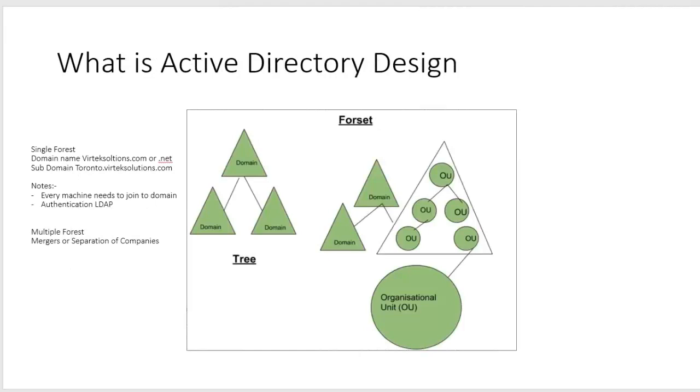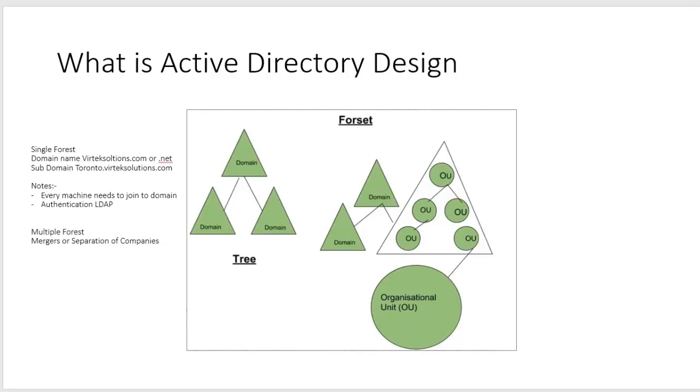In this diagram I'm going to explain the concept of Active Directory. Just think of Active Directory like a forest, right? You have one forest. In that forest you have trees, which are called domains, and then OUs and users are the stems and leaves on the tree. So just keep this in mind.